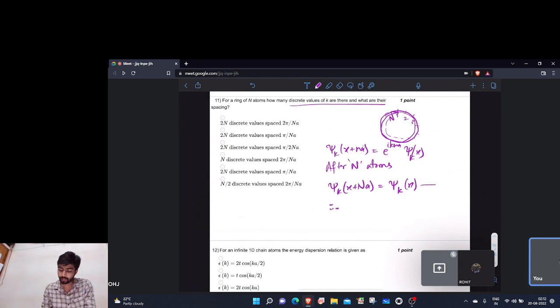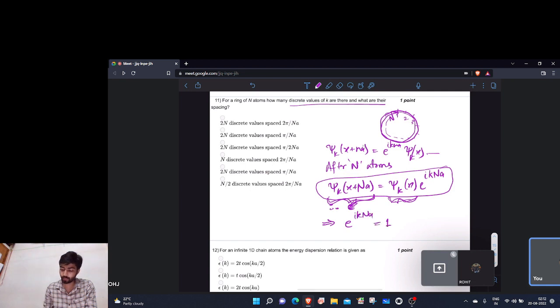Therefore, if you compare these two equations, e to the power i k Na, there is a factor missing here, i k Na. Now from this equation, at the nth position, after N atoms, we have the following equation, but the wave function at the nth position and the wave function at the first position would be the same because of the periodicity, and therefore e to the i k Na becomes 1.